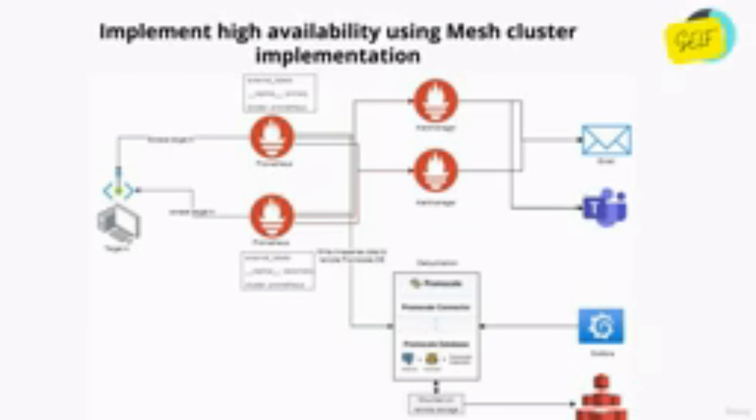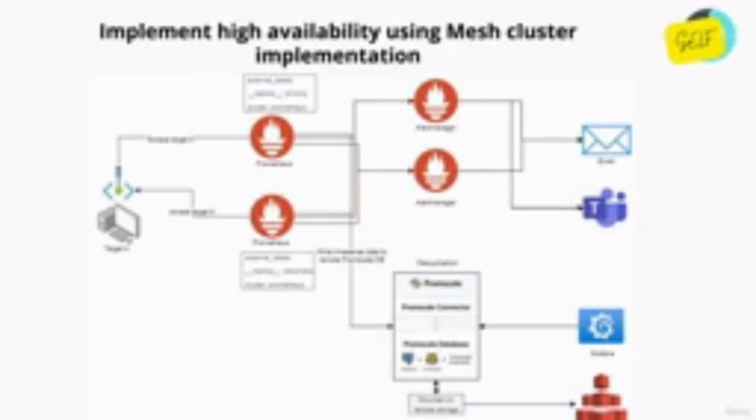Now if, for any reason, your leader instance goes down, then the secondary instance comes into the picture, gets elected as the leader via the Promescale, and then it ingests the data inside the Promescale storage. So this was about the Prometheus and storage.